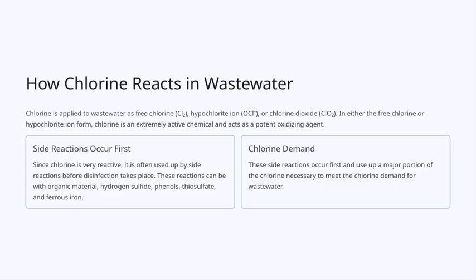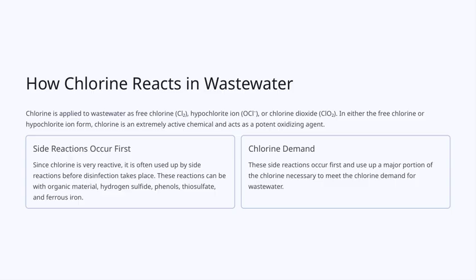Now, before chlorine can do its main job of disinfection, it often reacts with other substances present in the wastewater. These are what we call side reactions, and they happen quite quickly because of chlorine's high reactivity. These reactions can involve organic materials, hydrogen sulfide, phenols, thiosulfate, and ferrous iron. Essentially, chlorine gets used up in these reactions first.